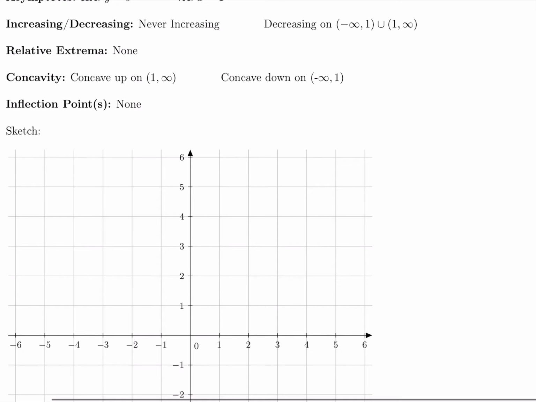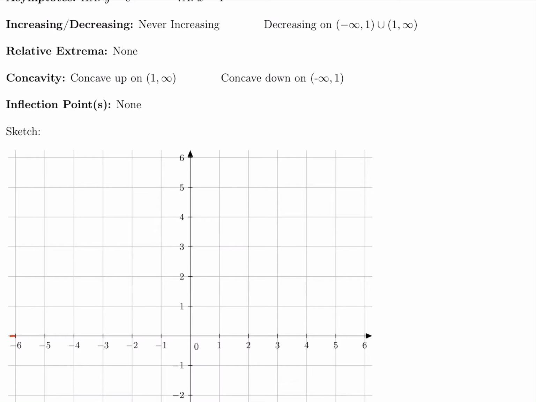I'm just going to note that on the graph down here. So I'm going to do some dotted lines at the y value 0. As we go out to the left, pretty far, we should look like we're approaching 0.